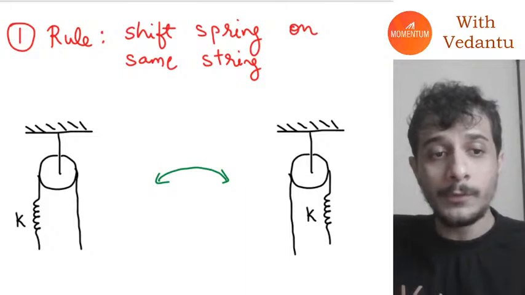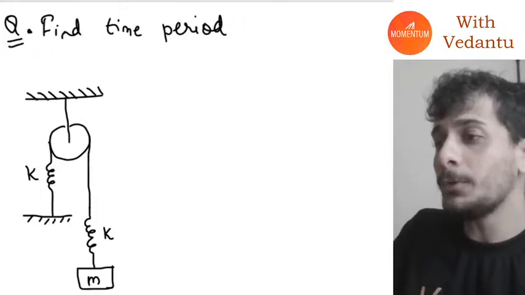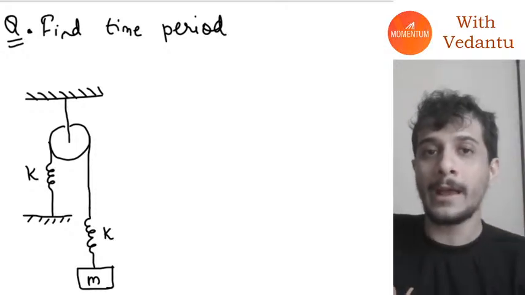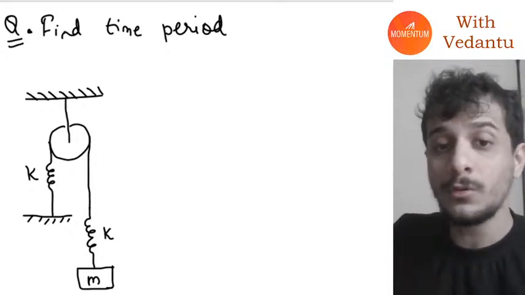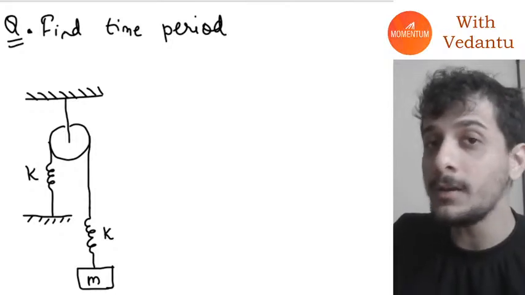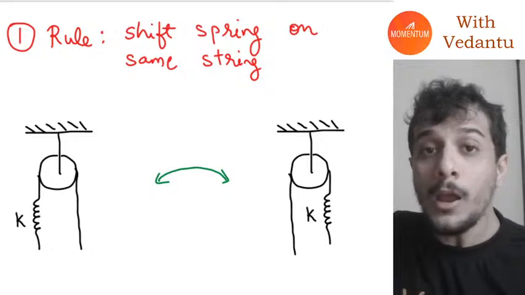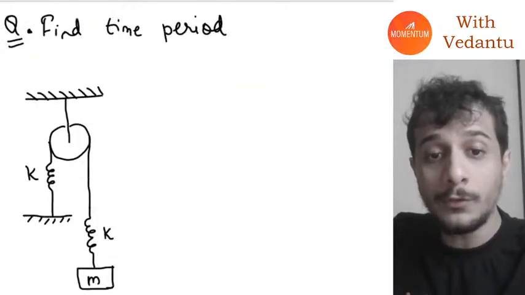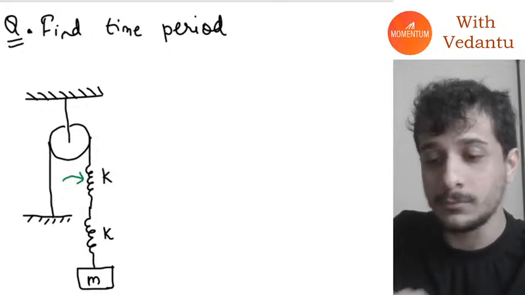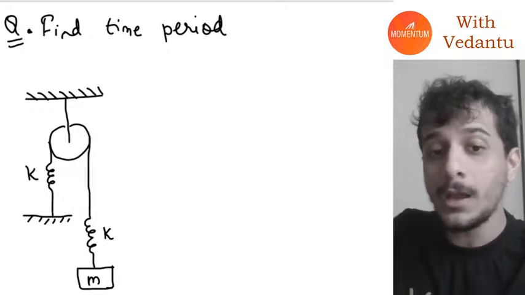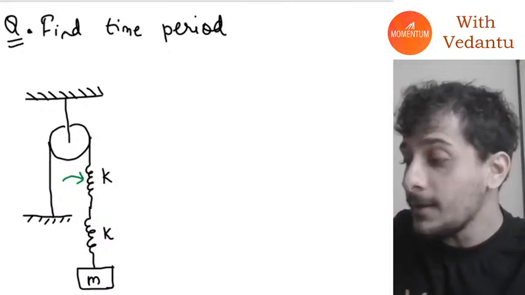Now, how is this useful for us? Let's say a question is like this. I have two springs here and I have to calculate the time period. How do I do this? This question looks very difficult until you realize that you can shift the spring. If you shift the spring from here to here, things immediately become very easy.